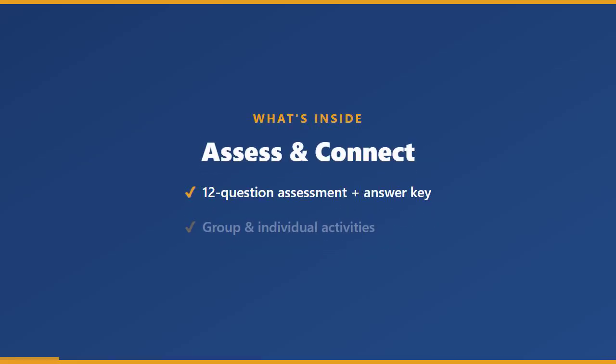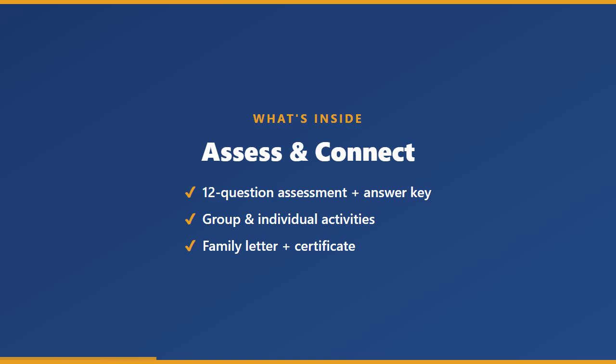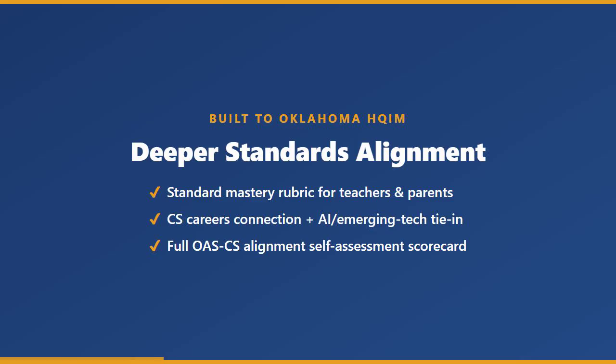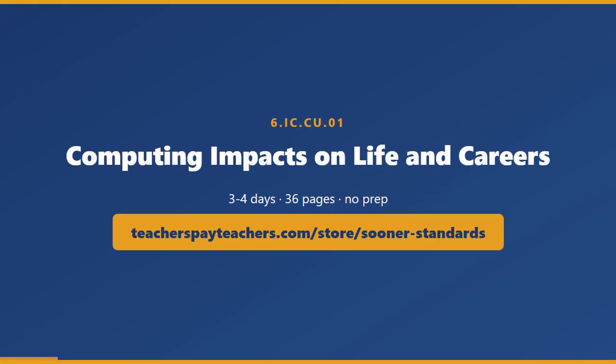This unit includes a standard mastery rubric for teachers and parents, a visual impact across life comparison chart, a CS Careers connection, and an AI connection, all built to the Oklahoma HQIM rubric. Plus a 12-question assessment with answer key, group and individual activities, vocabulary puzzles, a family letter, and a certificate of achievement. That's 3 to 4 days of no prep, HQIM-aligned instruction across 36 ready-to-print pages.